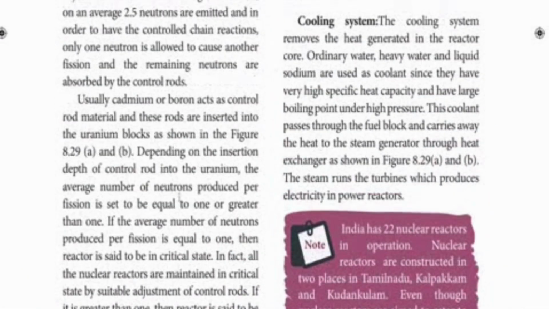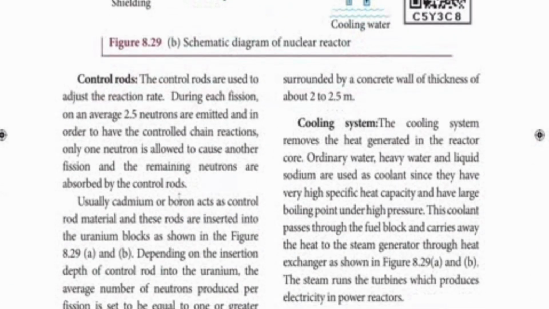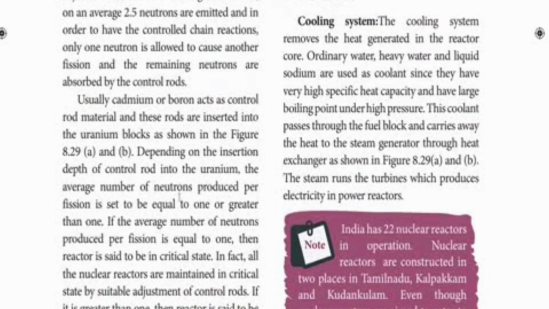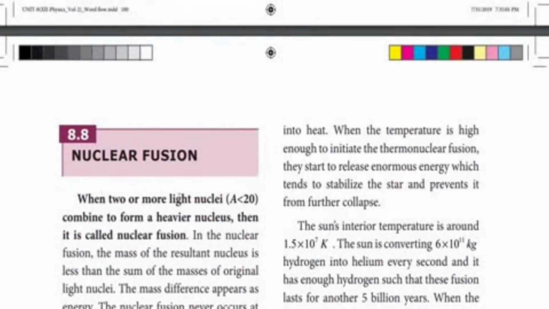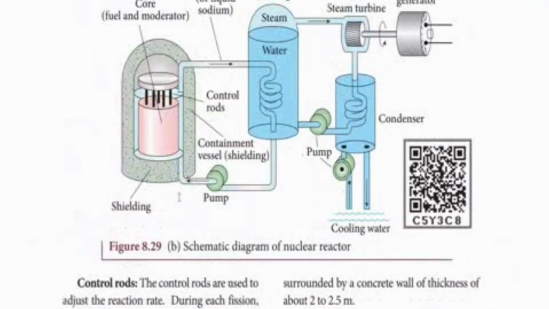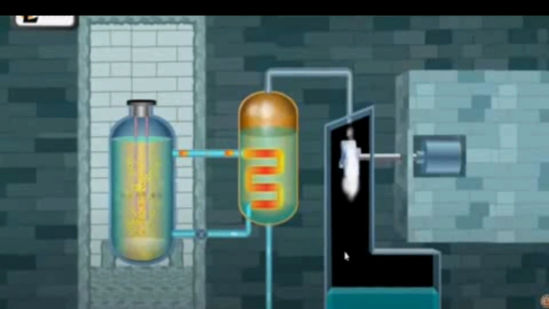Next thing is shielding. Shielding is used to surround the reactor with a concrete wall for safety purposes. And the cooling system. Ordinary water, heavy water, liquid sodium, or water are used in the cooling system, so it can extract the heat from the nuclear reactor. Using that, we can produce steam. Using the steam, we can generate power. So this is a nuclear reactor.